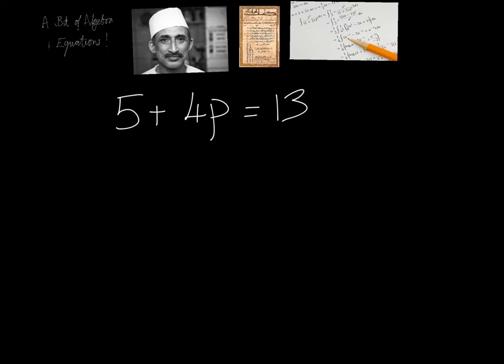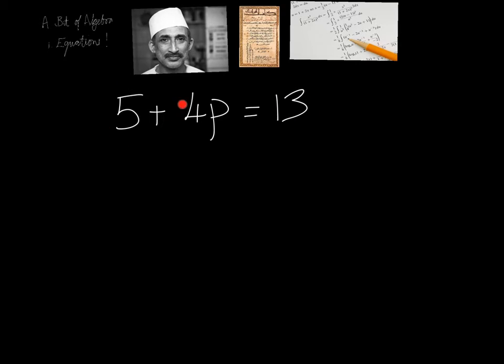Okay, so what are we going to do? We're looking for, once again, you can see I found the pointer this time. Okay, brilliant. What I want is my letter on one side. At the moment it's 4p, but we'll deal with that in a second. I want my 4p, I want my equal sign, and I want a number.